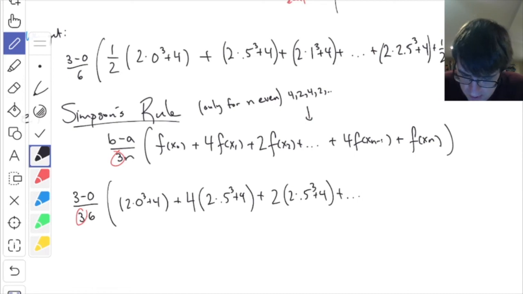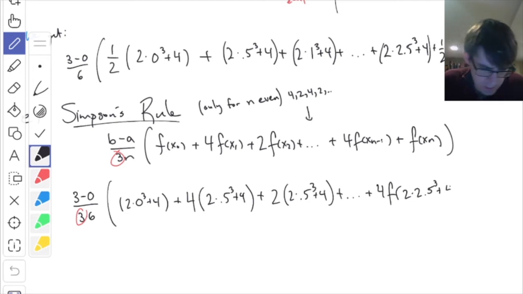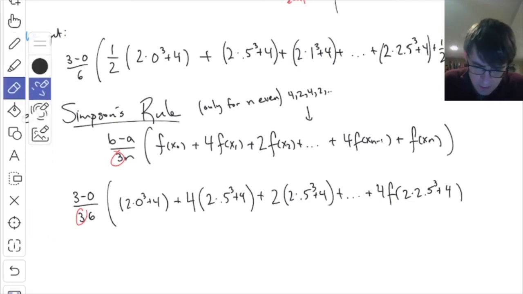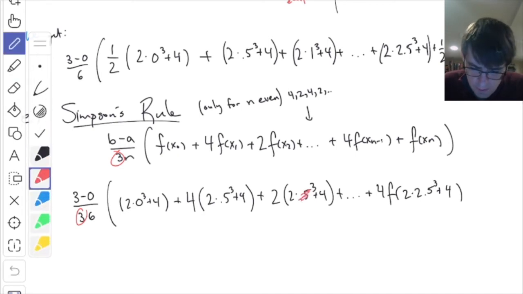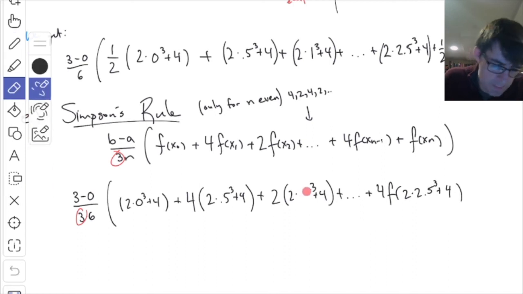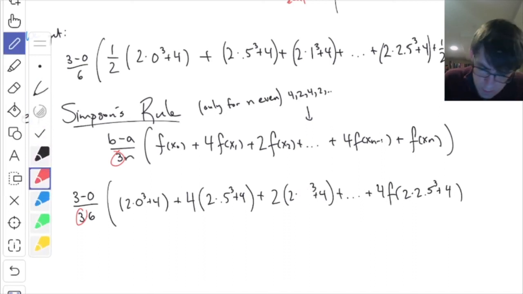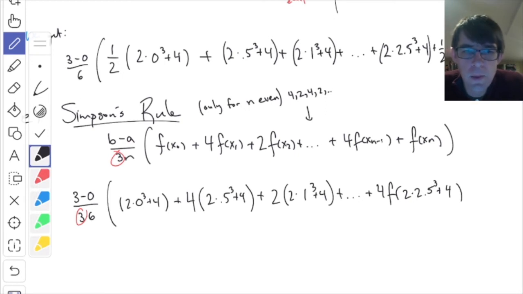The second to last term will be 4 times f of the second to last, which was 2.5, right? 2 times 2.5 cubed plus 4. Sorry, I messed this up. I hope you noticed. This right here, I wrote the same thing twice, didn't I? I meant to write 1 in the second one there. So this should have been a 1. Sorry about that. Should have been a 1.